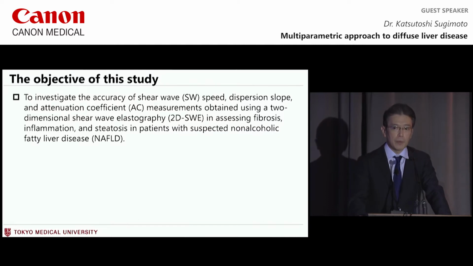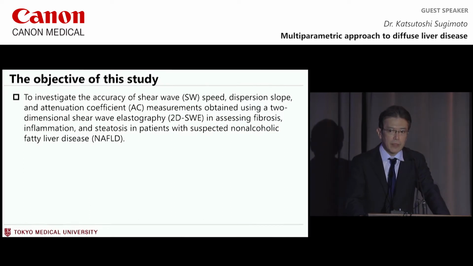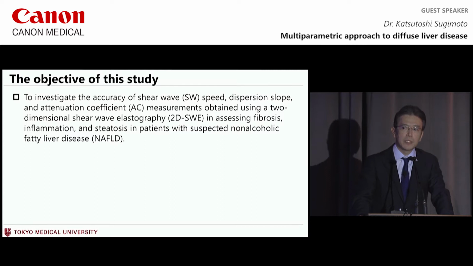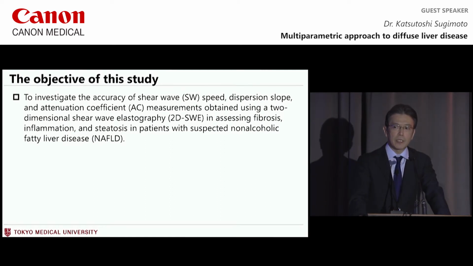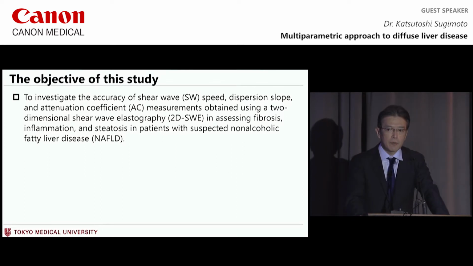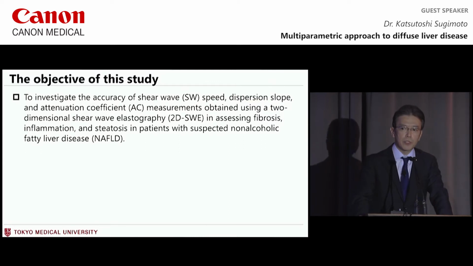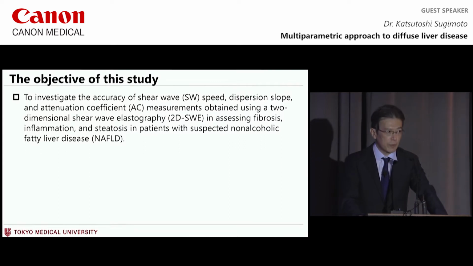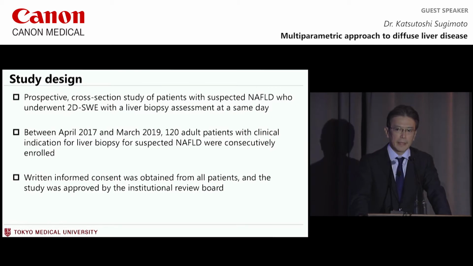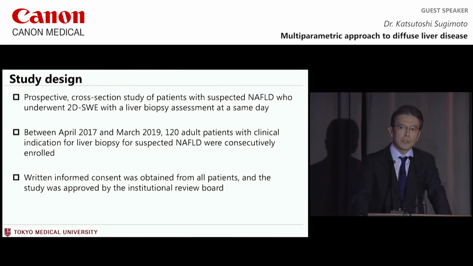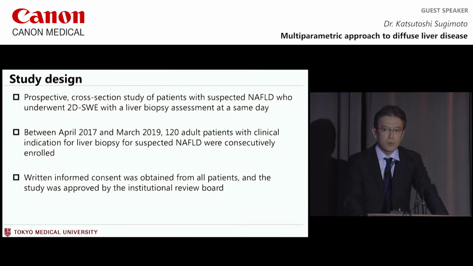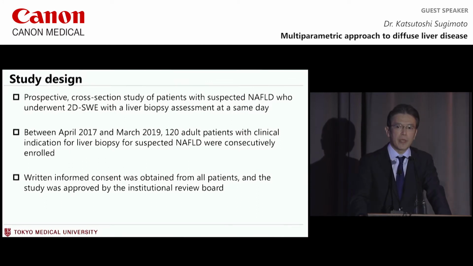The purpose of this study was to investigate the accuracy of shear wave speed, dispersion slope, and attenuation coefficient measurements obtained using 2-dimensional shear wave elastography in assessing fibrosis, inflammation, and steatosis in patients with suspected non-alcoholic fatty liver disease. The study is a prospective cross-sectional study of patients with suspected NAFLD who underwent 2D shear wave elastography with a liver biopsy assessment on the same day.